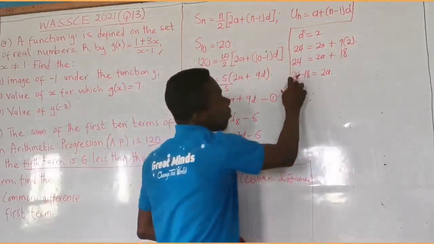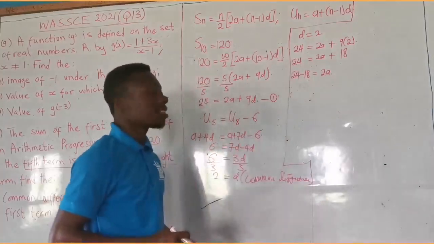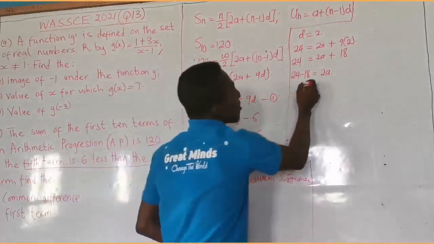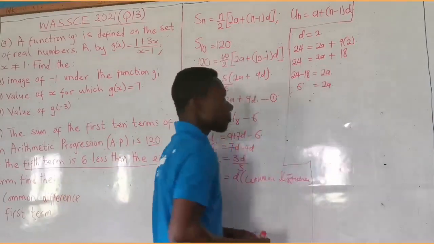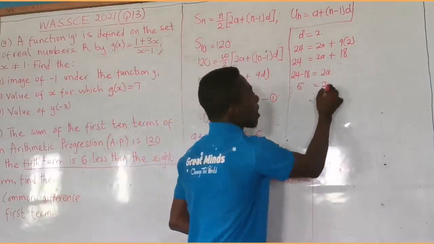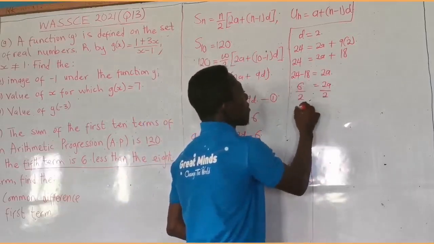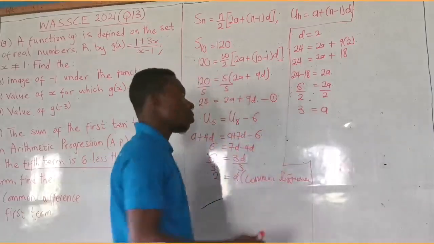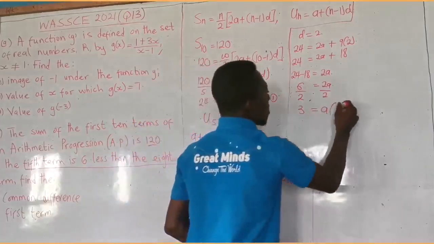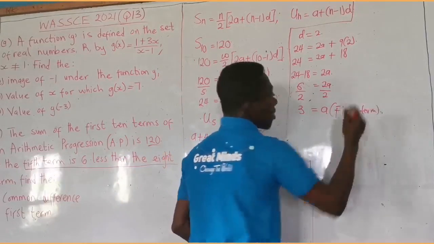Right. So what is 24 minus 18? Tell me the answer, let's see whether you are getting it right. 6. So 6 is equal to 2a. So here we divide both sides by 2, and therefore, I can say that a is equal to 3. So a is our first term in that case.